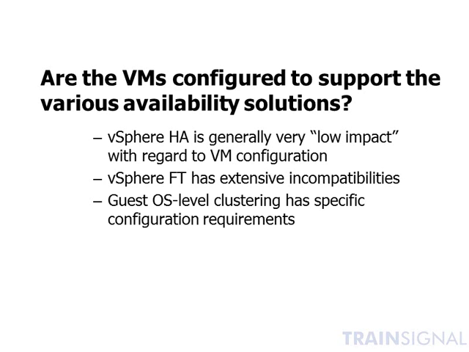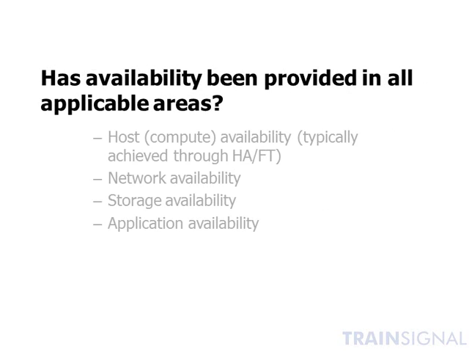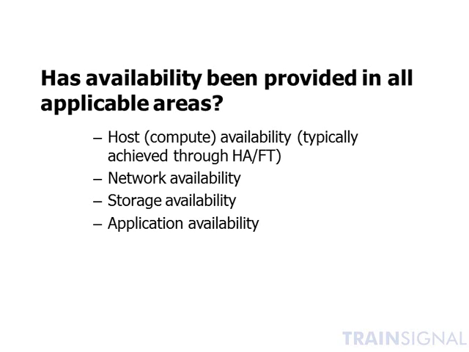The other availability aspect to look at here is whether or not we've provided availability in all available areas. So have we provided host/compute availability, which we would typically achieve through something like vSphere HA or vSphere FT? Have we provided network availability? This is typically accomplished through the use of multiple uplinks out of a virtual switch to multiple physical switches. Note here that in the vast majority of cases, I won't say all cases because invariably there is an exception to the rule, but in the vast majority of cases, there is absolutely no need to look at network teaming inside the guest because we can provide that redundancy at the hypervisor level. Have we provided the appropriate level of storage availability?